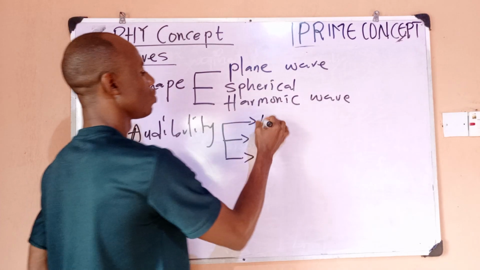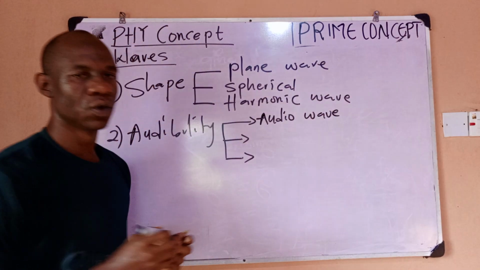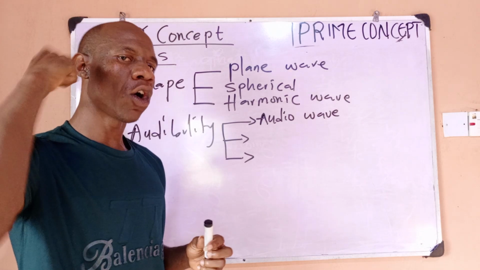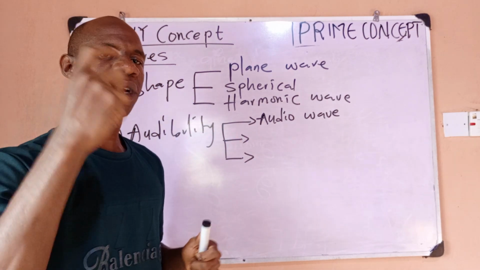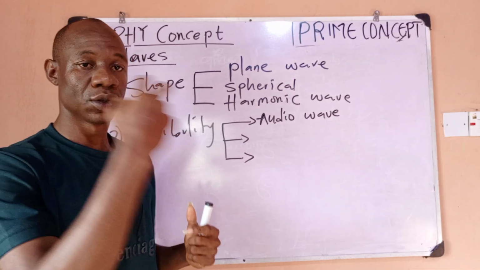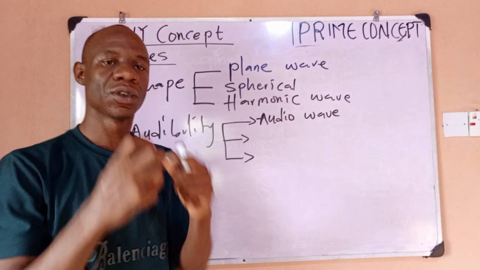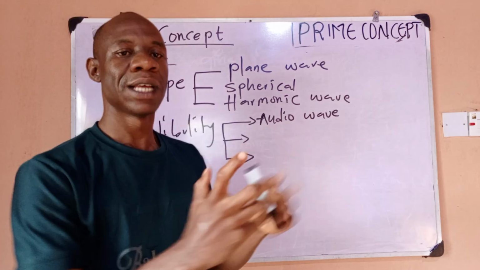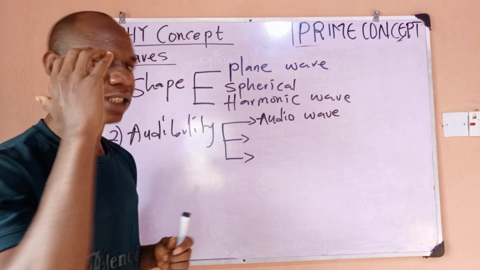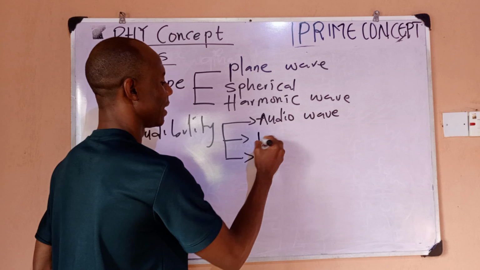Number one is what we know as audio wave. Audio waves are waves that are audible. You can still call them audible waves. So they are waves that are audible to human hearing. When I say be audible, when you talk, you're actually producing a wave. That kind of wave you produce is a sound wave, right? So when I say be audible, I'm not saying shout. I'm just saying talk so I can hear you. So an audio wave is a wave that is audible to human hearing. Number two is what we know as infrasonic.